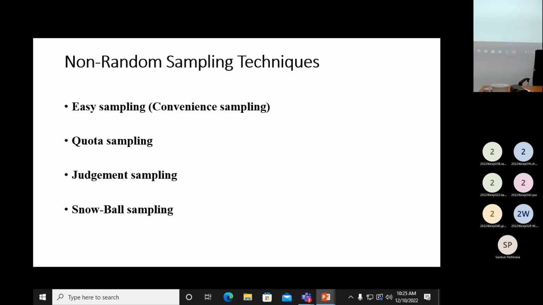What is the disadvantage of this? Right, the only disadvantage is that sometimes there may be personally biased data.